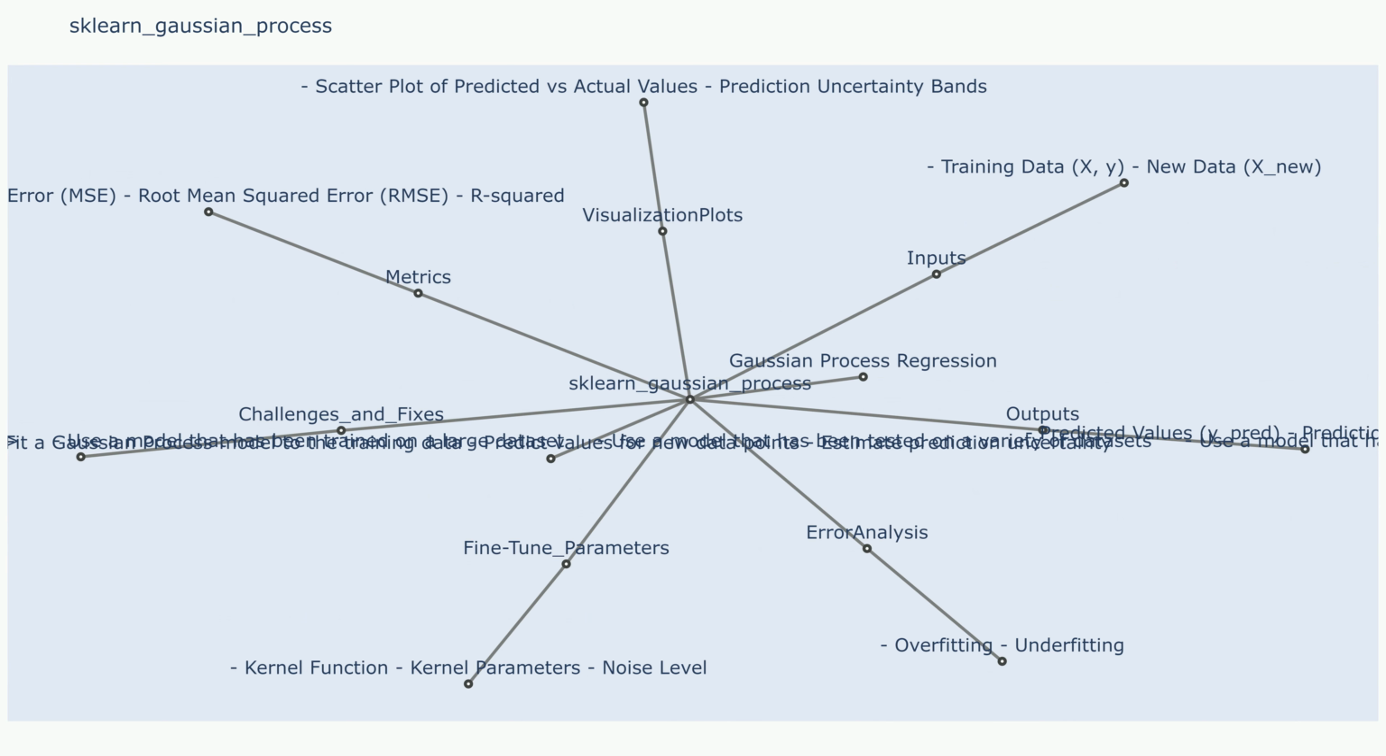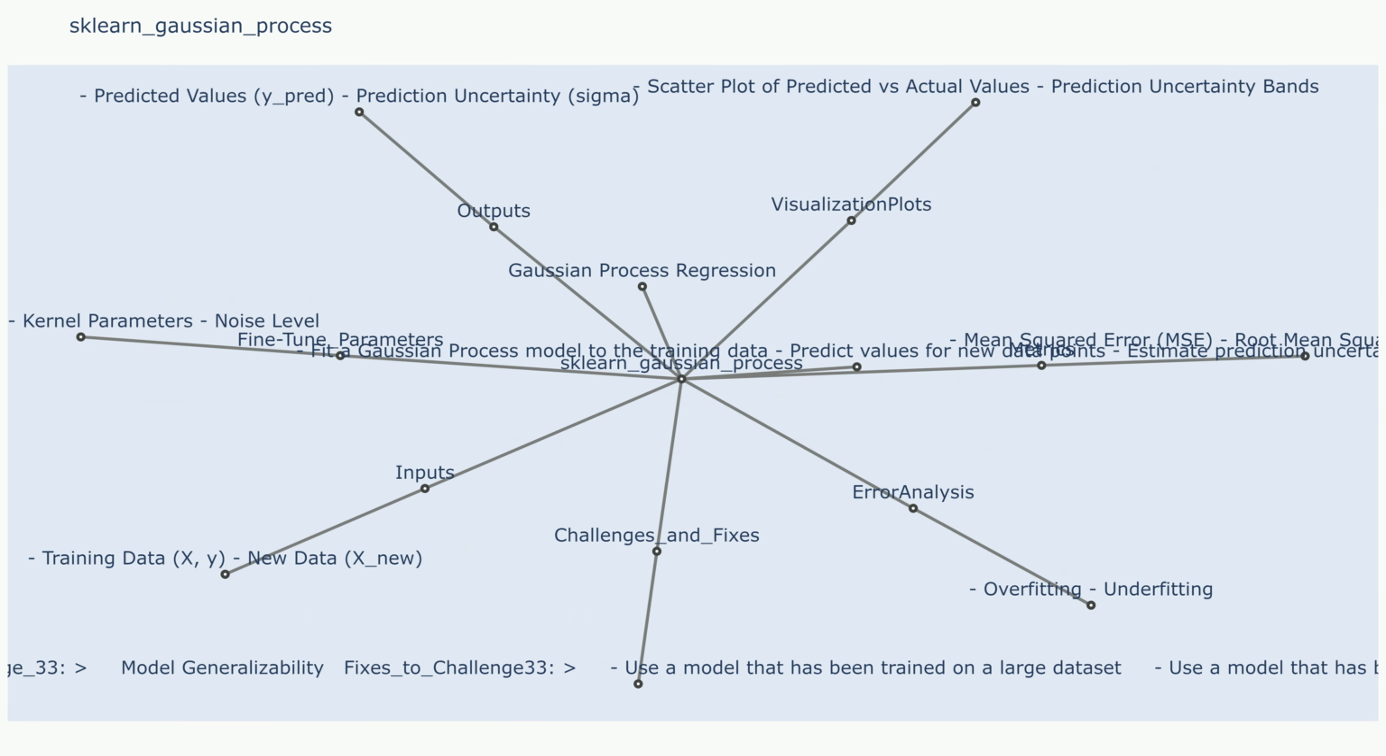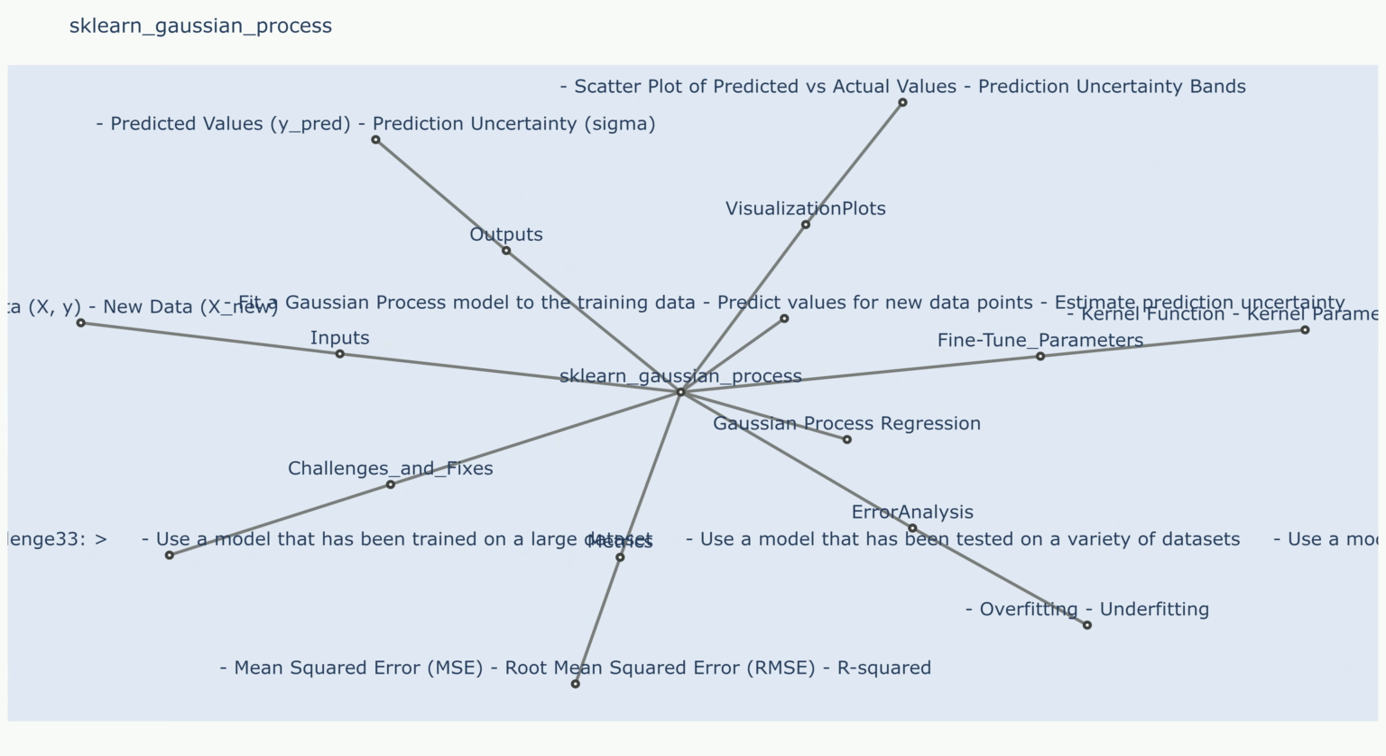Challenges and fixes. Challenge 1: overfitting to the training data, leading to poor generalization performance on unseen data. Sample use case: when the training data is noisy or has high dimensionality, the model might overfit, resulting in high variance and poor predictions on new data. Fixes. Increase the regularization alpha to penalize complex models. Use a more appropriate kernel function that avoids overfitting.